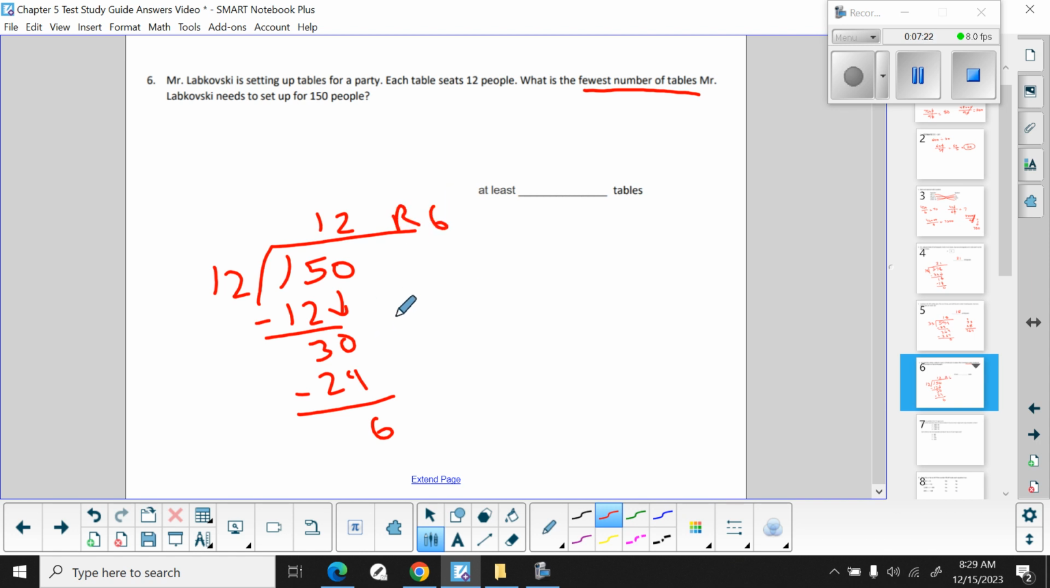Well, we're talking about tables for a party, right? So if I use 12 tables, 12 times 12 is going to be 144. That would be 144 seats. That's not enough for 150 people. So I'm going to need 1 more table. So that's why 12 remainder 6, in this case, you would actually go up 1 table, and that's 13 tables for the party. That'll give me more than enough for the 150 people.